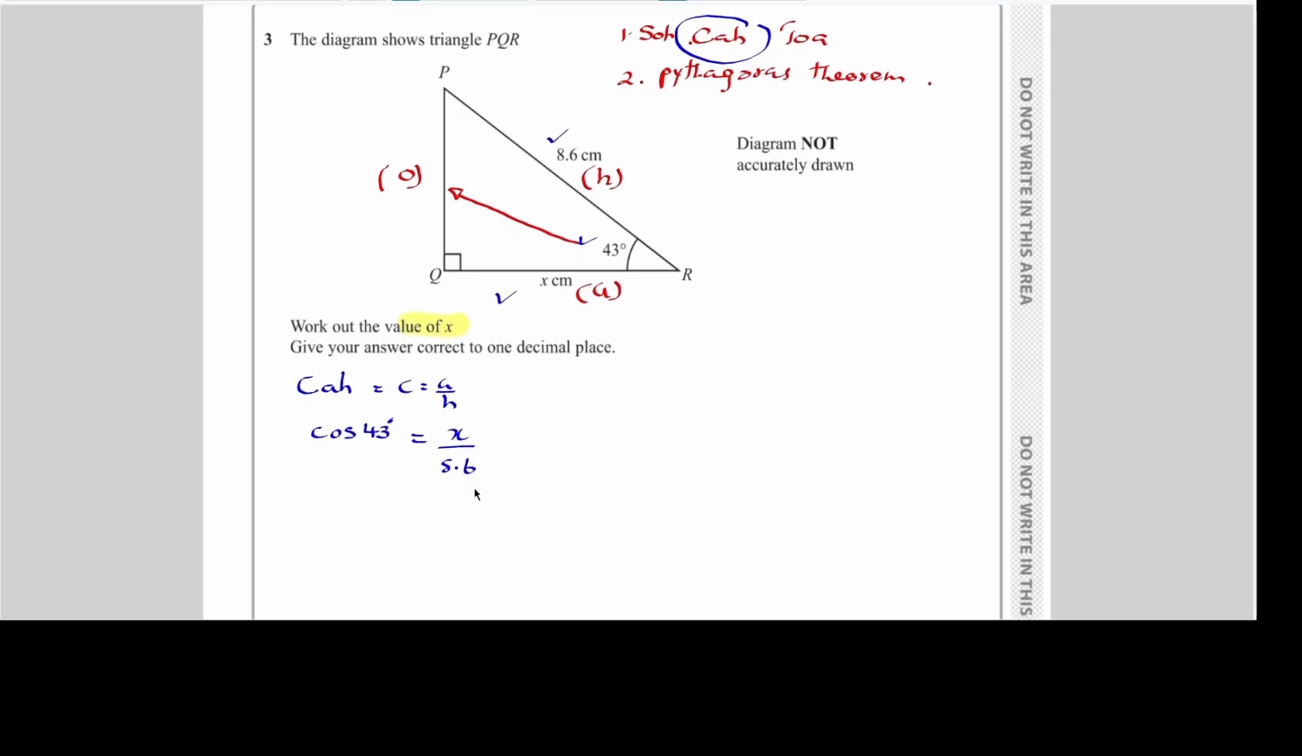Right, now I'm going to go ahead with cross multiplication because I need to isolate X. I need to keep this one on this side and get rid of this one. These two are connected with division. When I send it to this side, since it is a division, it becomes multiplication. Or simply we cross multiply these two. So it is 8.6 into cos 43 equals X.